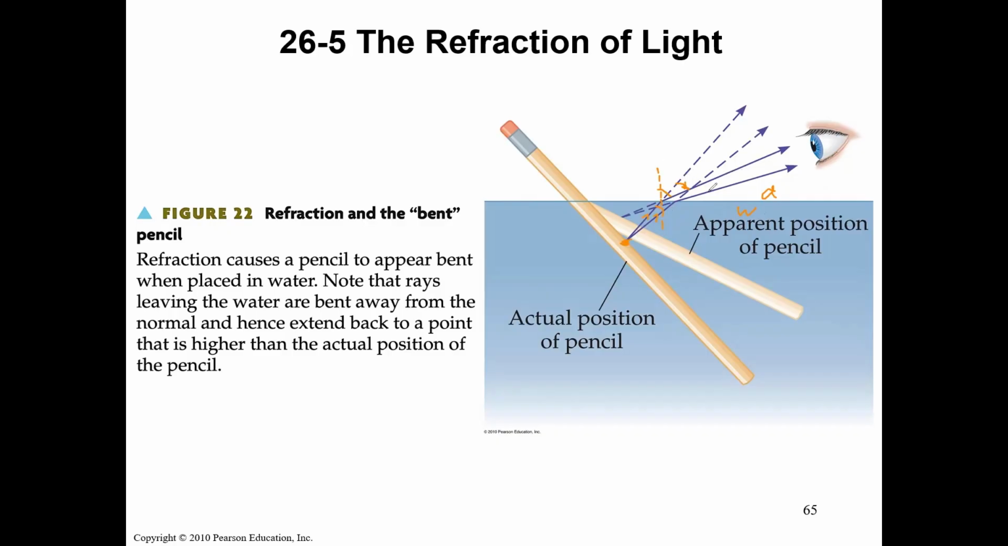Now if you use your eye to look at it, it looks like the light rays are emitting from the extended lines. If you extend the lines, you will find that the extended lines cross at a point that is higher than the original pencil. So the pencil will look bent, and it will bend towards you, because the water has a larger refractive index than the air.